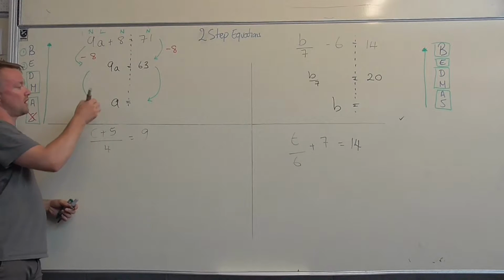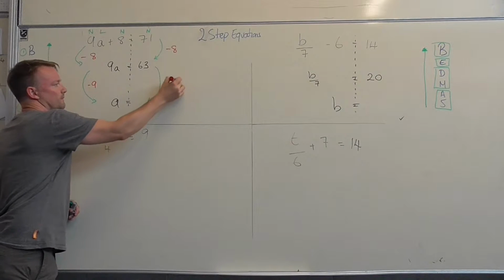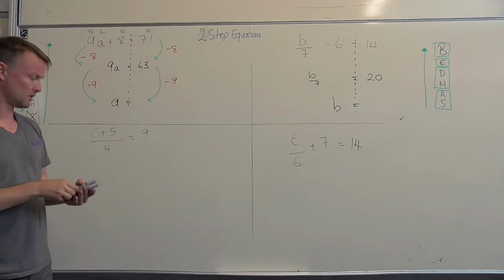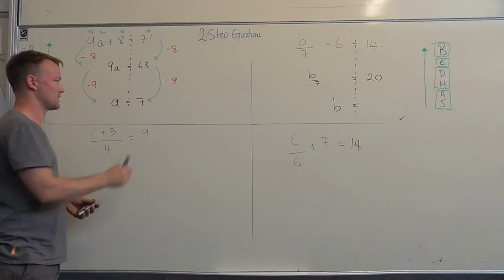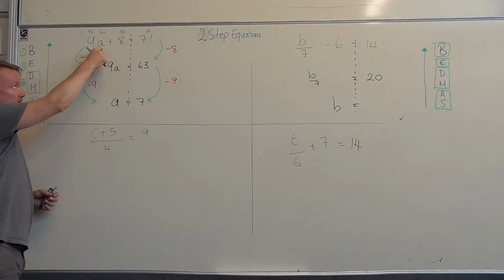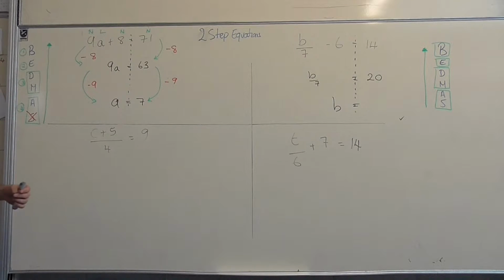Opposite to times 9 is divide by 9. What I do to one side I must do to the other. Divide by 9. So 63 divided by 9 equals 7. So my answer is 7. If I go to check that, I go 9 times 7 is 63. Plus 8 is 71. Okay, that's it.